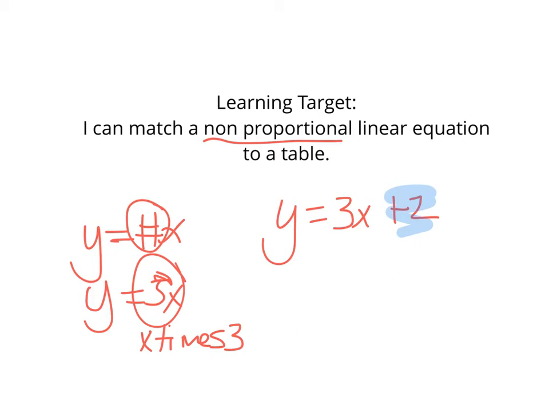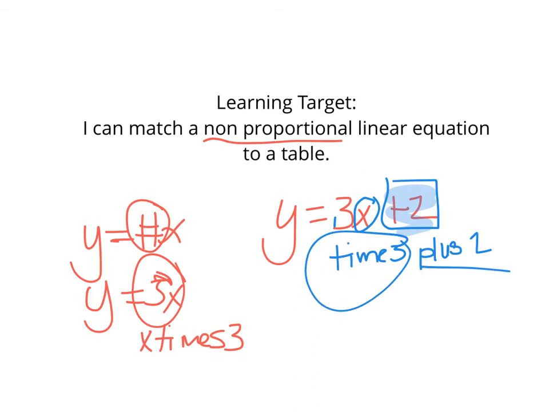The actual steps and process and thinking here is not going to change. What I mean by that is we're still going to substitute something in for x. We're still going to multiply by 3, but this time all we're going to do is add on that additional part. So the rule here would be times 3 plus 2. That means I'm going to plug in a number, multiply it by 3, and then add 2 to see what I get. So let's go look at some examples.